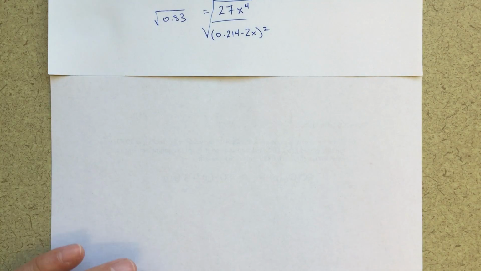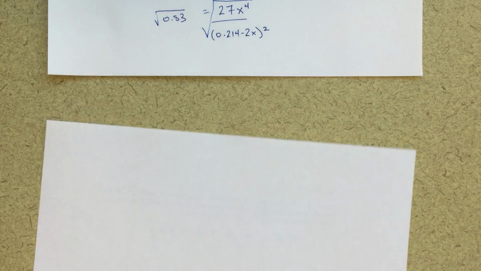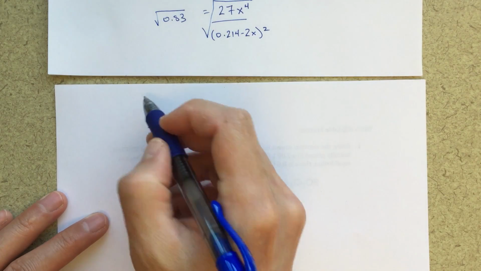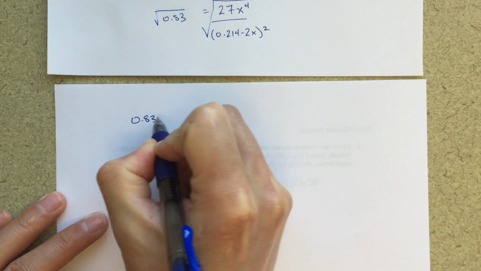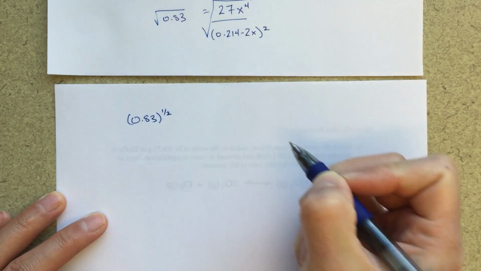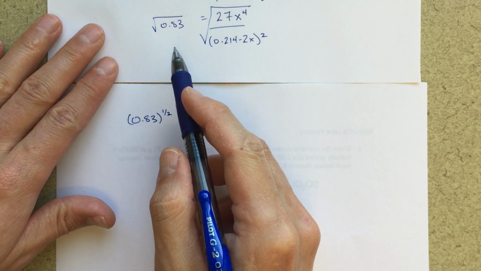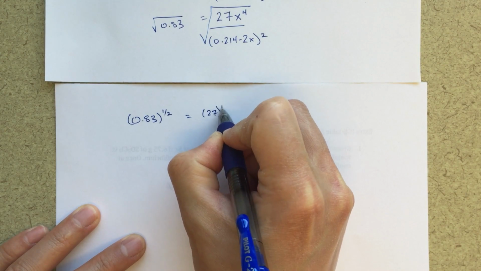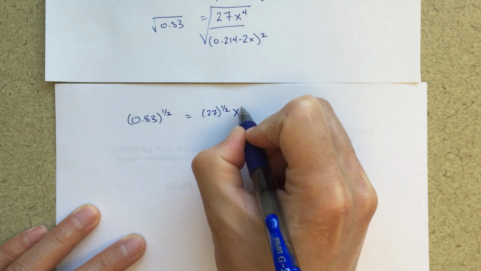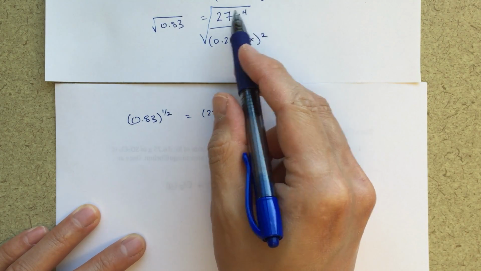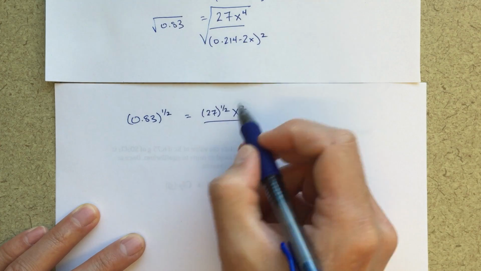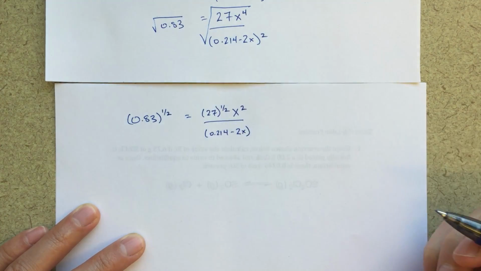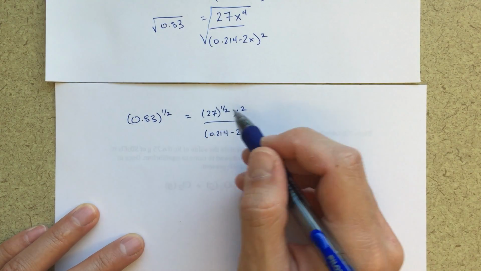So the next thing that we're going to see is, let's do it this way. 0.83, and we can also write that to the 1/2 power. That means the same thing as what we're seeing here. Is going to be equal to 27 to the 1/2 power times x squared, so x to the 4th square root of that, and then all of this is going to simplify just to 0.214 minus 2x. It gets rid of that squared there. So now this is where we're at this point in time.